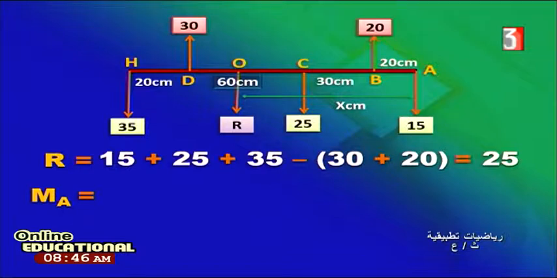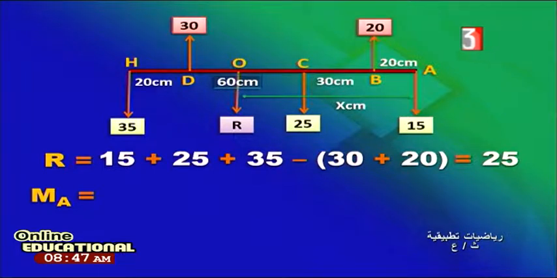Moment about A equals what? Remember, we have forces that rotate about A clockwise and forces that rotate about A anti-clockwise. Which forces rotate about A anti-clockwise? 25 and 35. And 20 and 30 are clockwise, with negative sign.